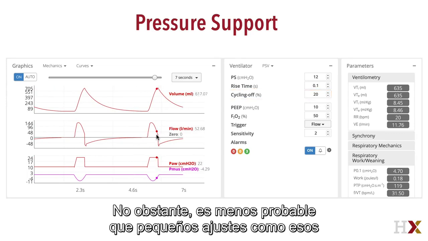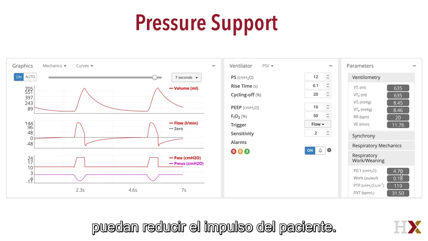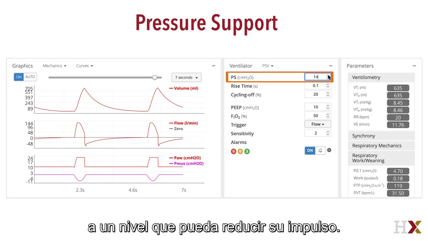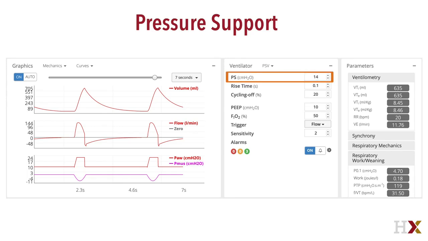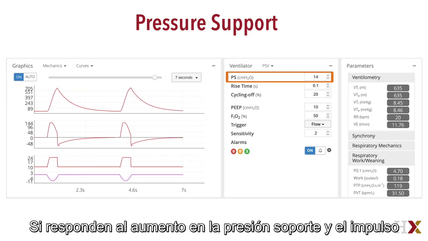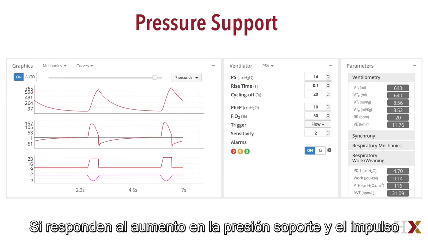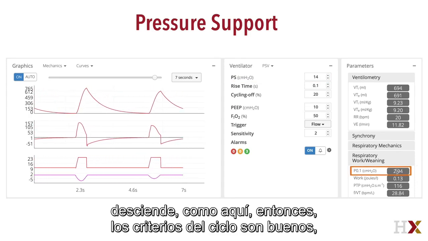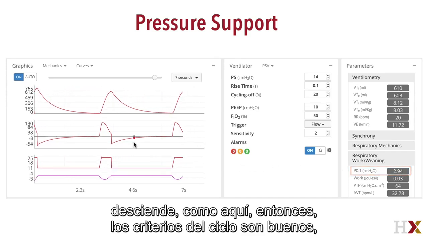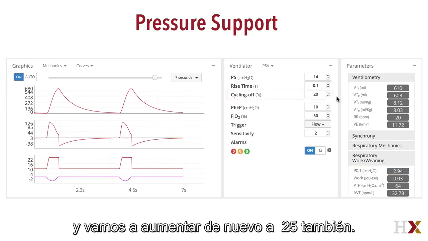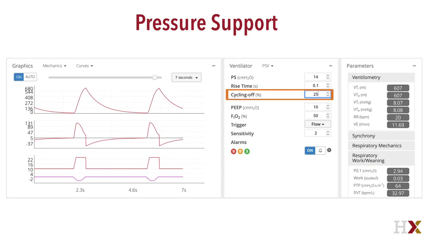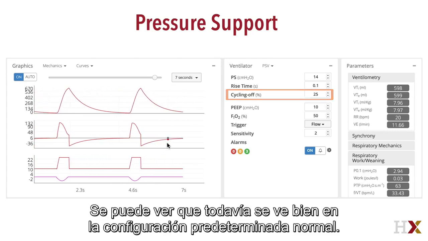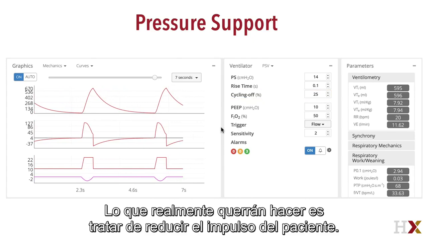So that's one way to manage it. However, little adjustments like that are less likely to reduce the patient's drive. So it's more important to try and increase the pressure support to a level that may reduce their drive. If they respond to the increase in pressure support and the drive decreases, as it does here, then as you can see, the cycle criteria is good, and let's increase it back to 25 as well. You can see it still looks good at the normal default setting. So what you really want to do is try to reduce the patient's drive.